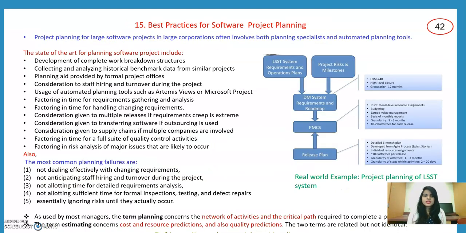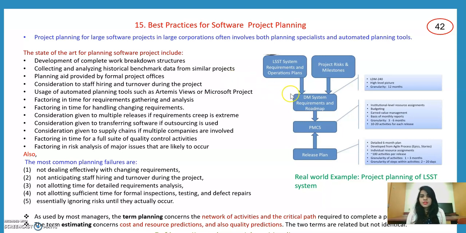And the other one is the best practice for software project planning. Project planning is very important in every project in order to have a good output. Project planning of large software projects in large corporations often involves both planning specialists and automated planning tools. The state of the art in planning software projects includes development of complete work breakdown structures, collecting and analyzing historical benchmark data for similar projects, and planning aid provided by formal project offices. These are the state of the art planning for software projects.